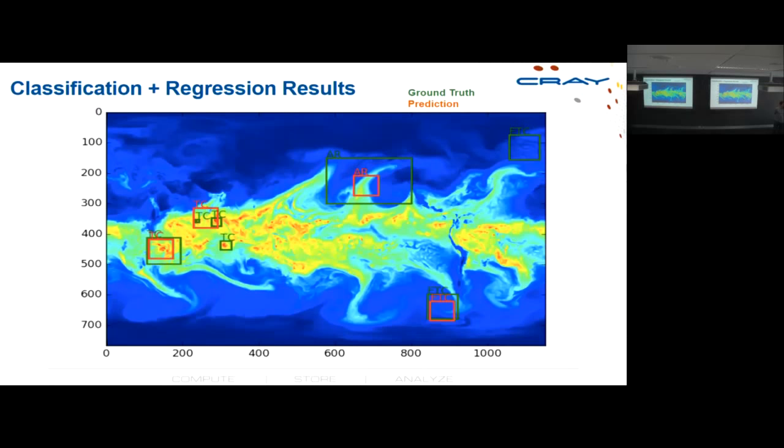Sometimes it narrowed in a bit. Like here, it very much picked up on this rather than the bigger structure. But if it had labeled that, a human could look at it and say, oh, I should be looking here.